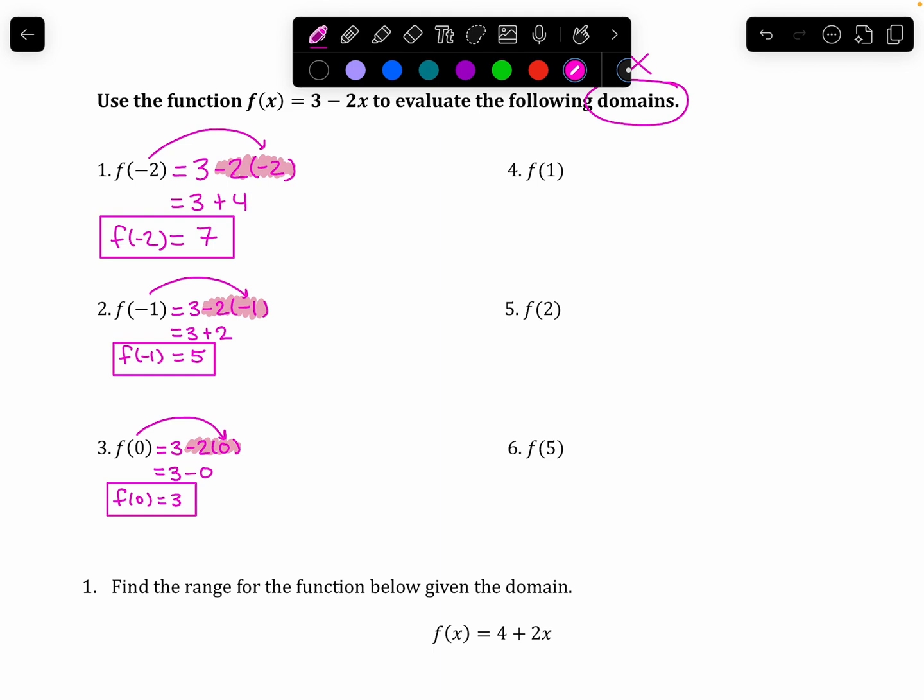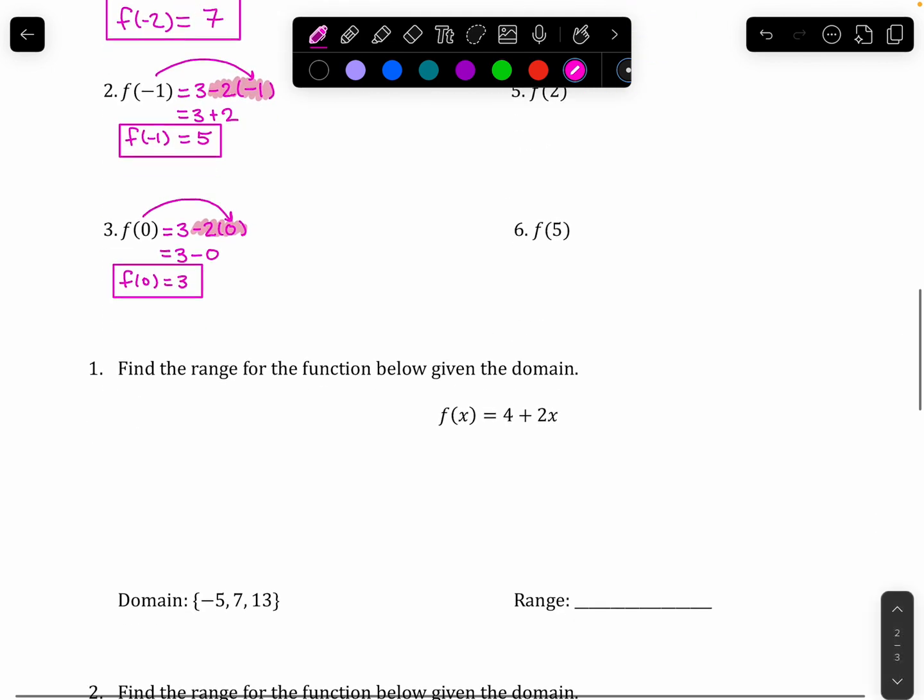Now I'm going to skip doing numbers 4, 5, and 6 only because I think you probably understand the process. These will be finished on the notes key, but just to save us a little bit of time, I'm going to go ahead and skip those.